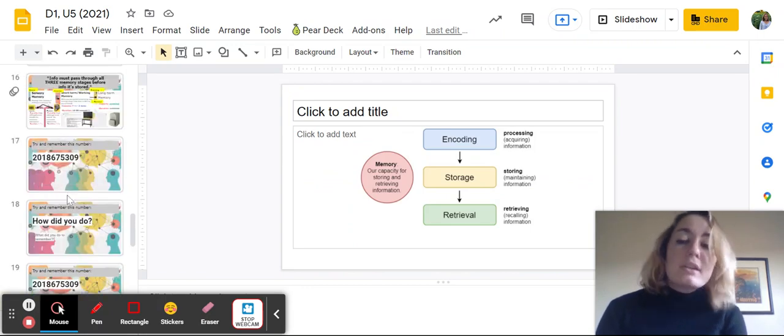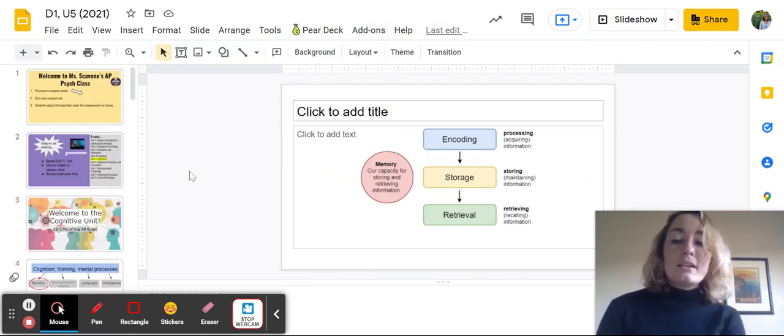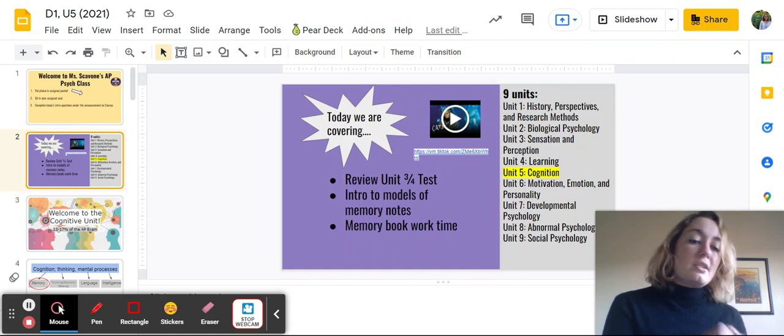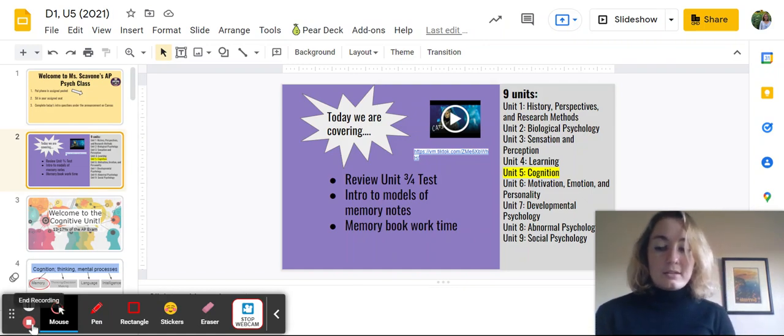Okay, so there you have it. That is just the overview of memory and that sequential processing of how we encode, store, and retrieve memories. All right.